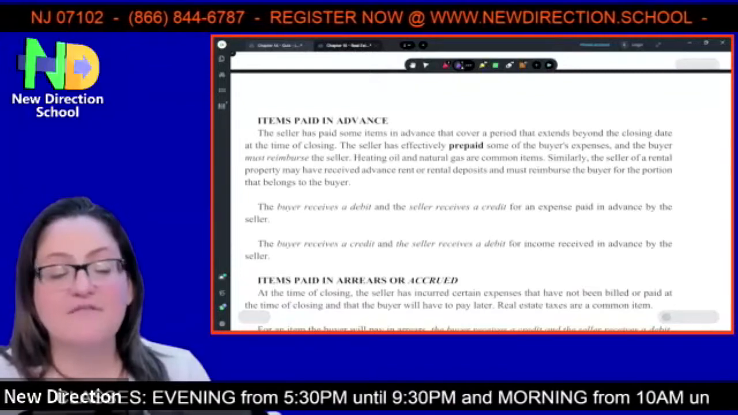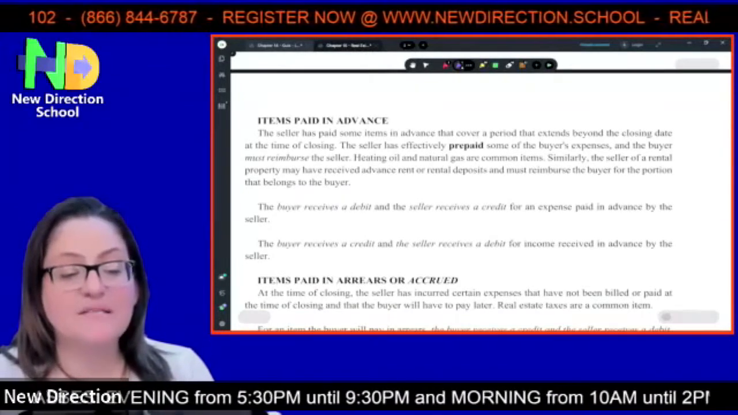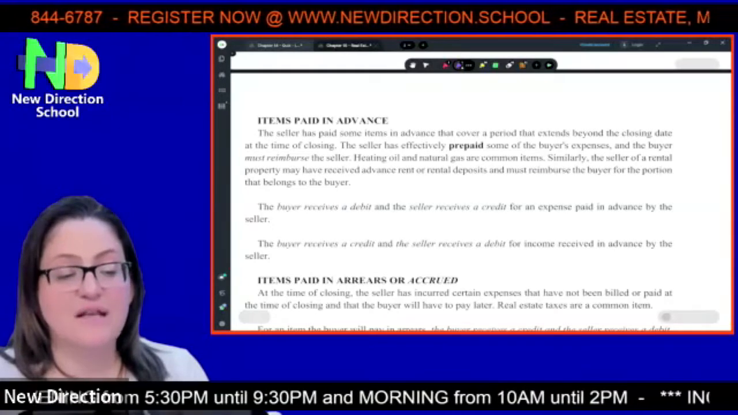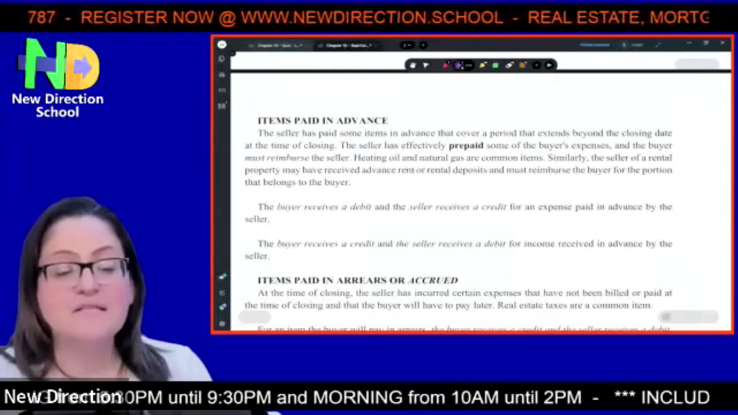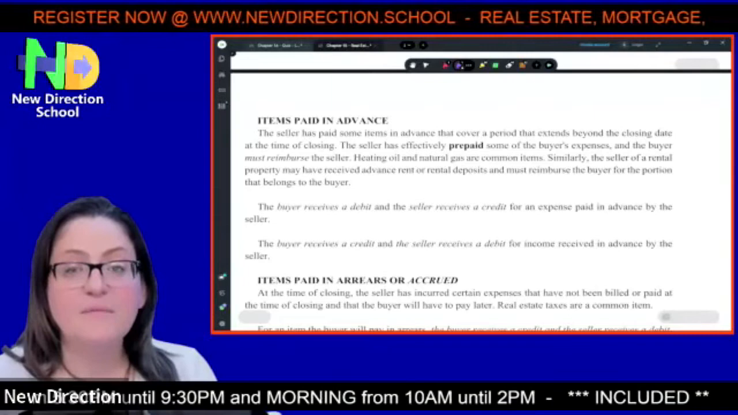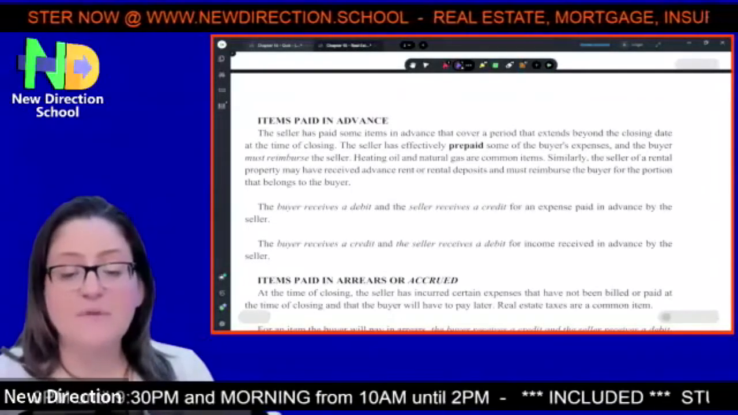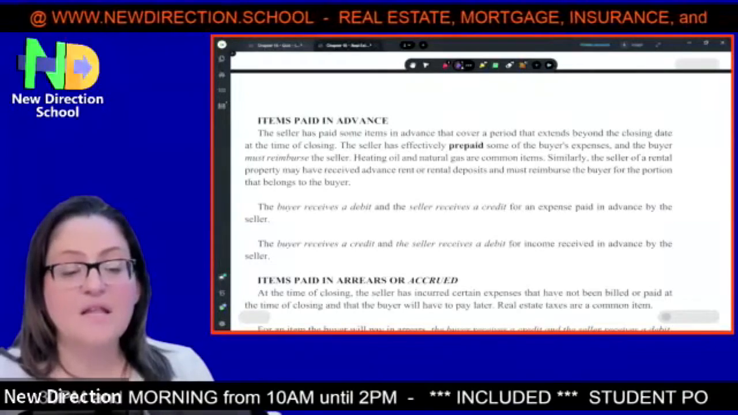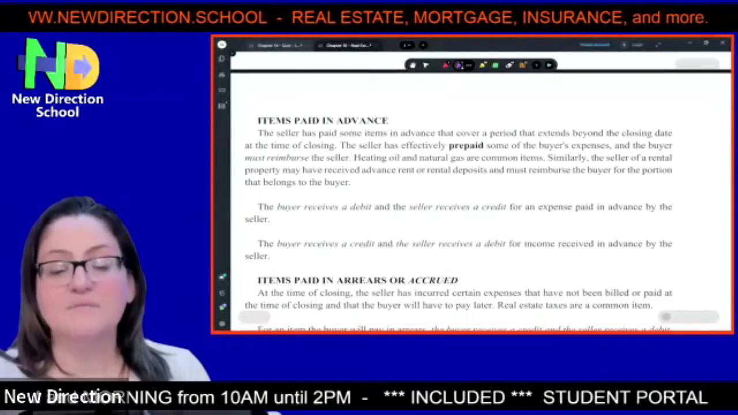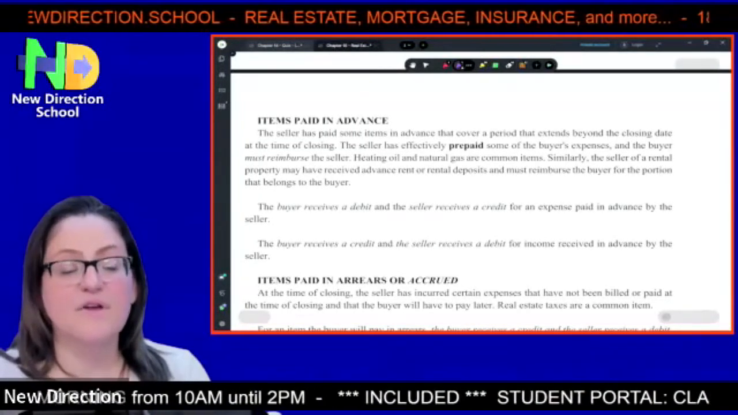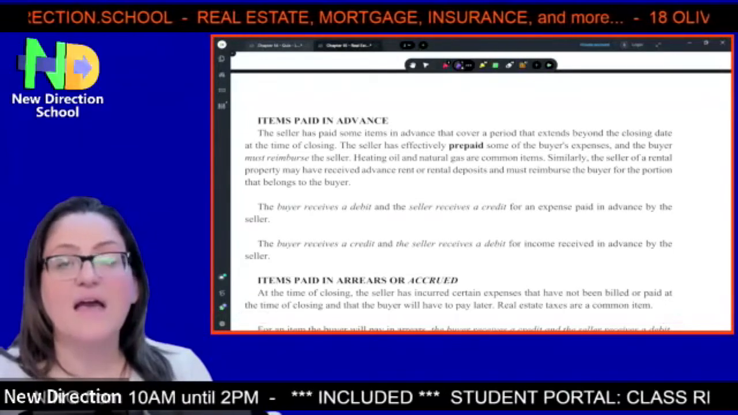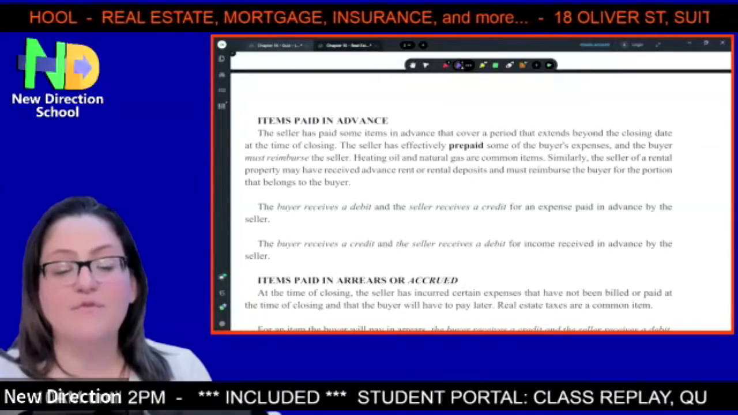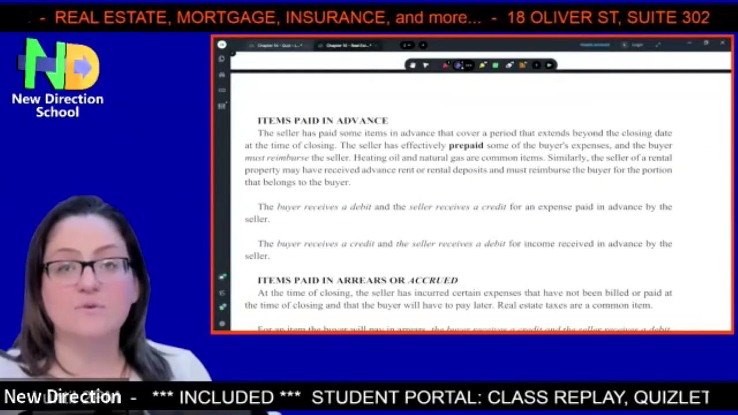Items paid in advance. The seller has paid some items in advance that cover a period that extends beyond the closing date at the time of the closing. The seller has effectively prepaid some of the buyer's expenses, and the buyer must reimburse the seller. Heating oil and natural gas are common items. Similarly, the seller of a rental property may have received advance rent or rental deposits and must reimburse the buyer for the portion that belongs to the buyer.